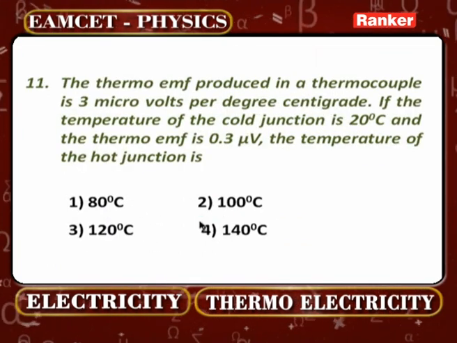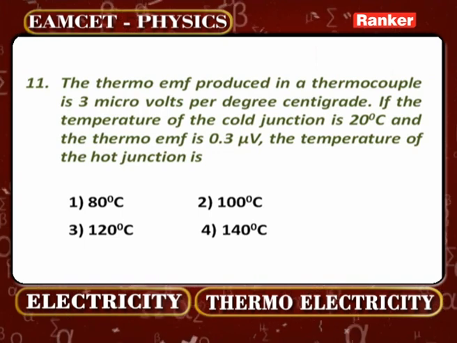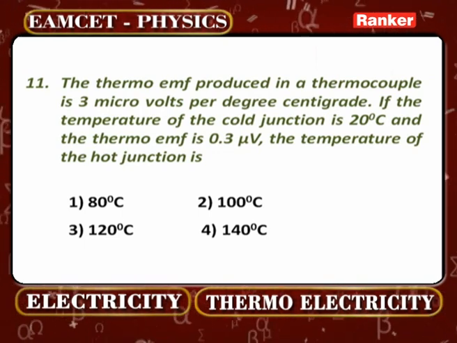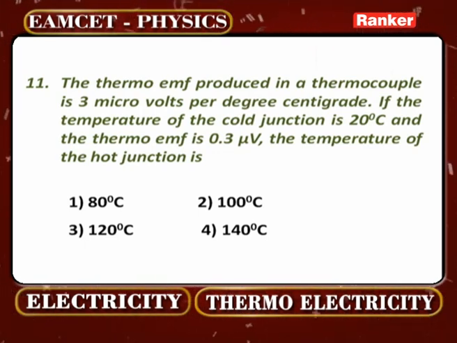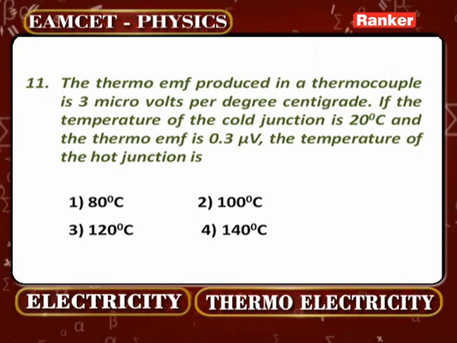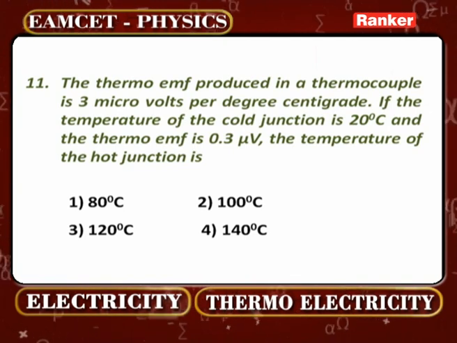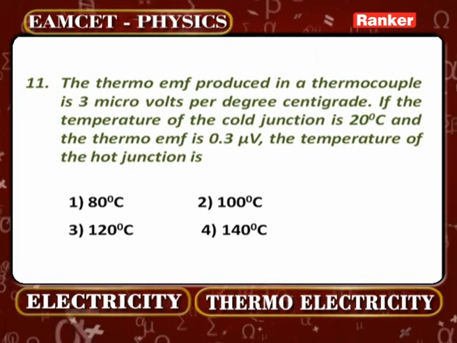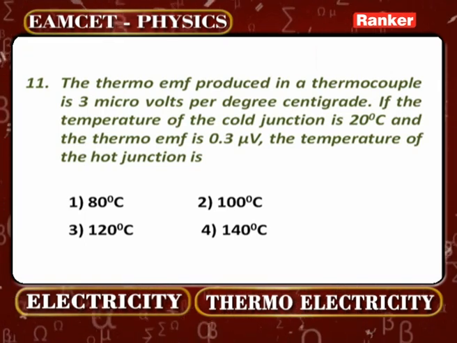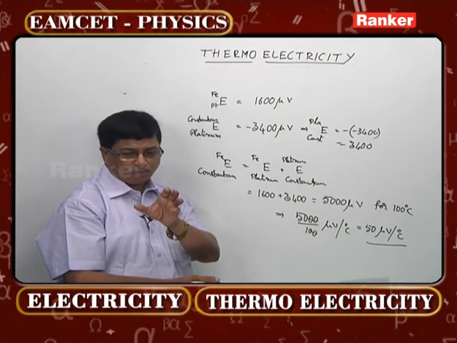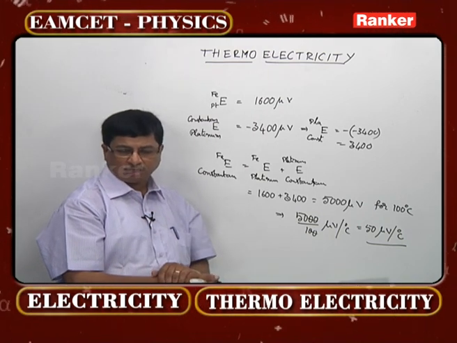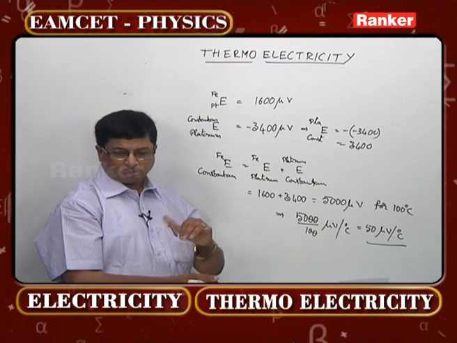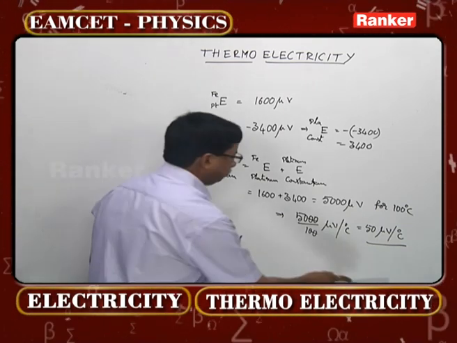The thermo EMF produced in a thermocouple is 3 microvolt per degree centigrade. If the temperature of the cold junction is 20 degrees centigrade and the thermo EMF is 0.3 microvolt, the temperature of the hot junction will be how much? In fact, that 0.3 must be millivolt. It should not be microvolt there. Micro means 10 to the power minus 6. Your answer should have 4 to 5 zeros there. But with 2 zeros only you are finding 80, 100, 120, 140 and so on. So that 0.3 must be millivolt.